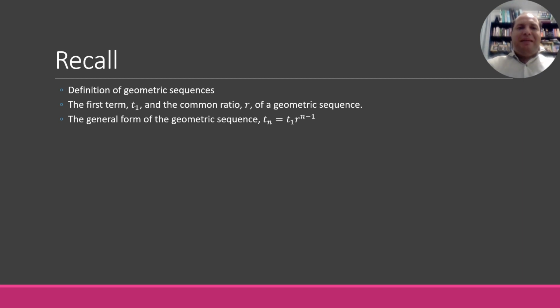The big things you'll have to remember from previous lessons is the definition of a geometric sequence, where consecutive terms have the same common ratio when they're divided. You'll need to remember how to find the first term and the common ratio of a geometric sequence, and also the general form of our geometric sequence, Tn equals T1 r to the power of n minus 1.